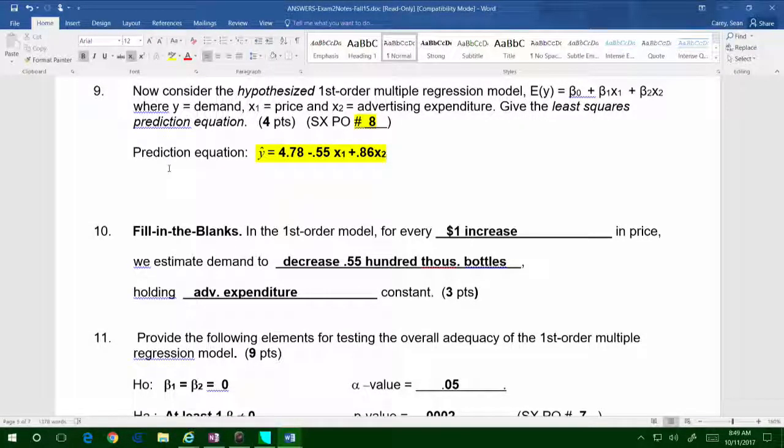And then I have to hold the other variable fixed, right? Because this is multiple regression. What's the other variable? Advertising expenditure. So that's how you have to look at that problem. Okay?